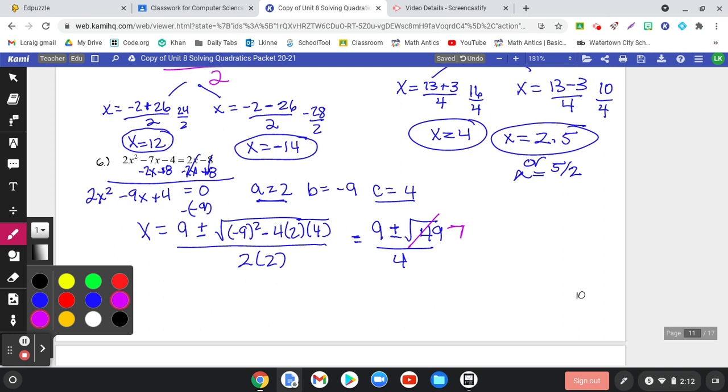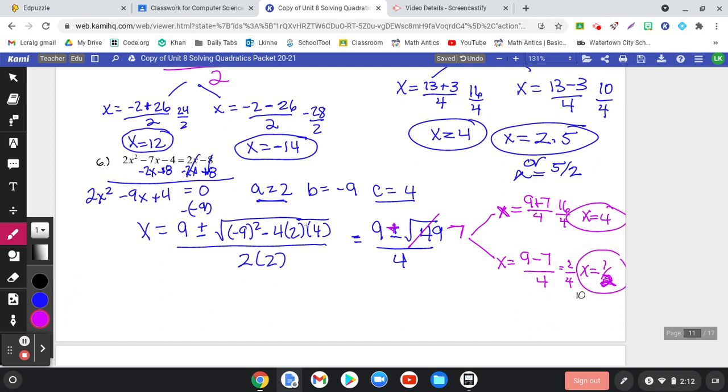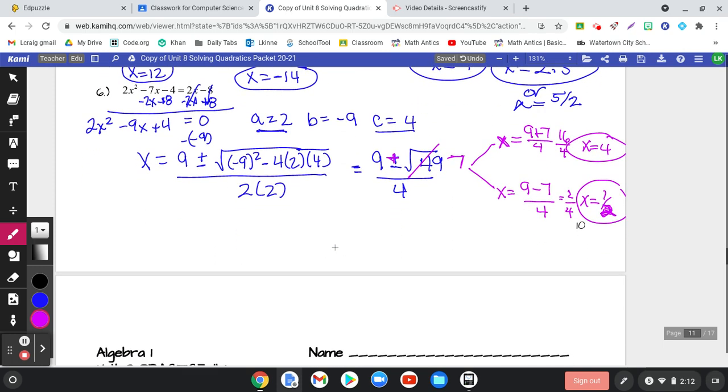So we're going to do what we've been doing. Split it up. x equals 9 plus 7 divided by 4. And then x equals 9 minus 7 divided by 4. So 9 plus 7 is 16 over 4, which gives us 4. So one of your roots is x equals 4. The other one, 9 minus 7, is 2. 2/4 is the same as 1/2, or 0.5. 1/2, or 0.5.